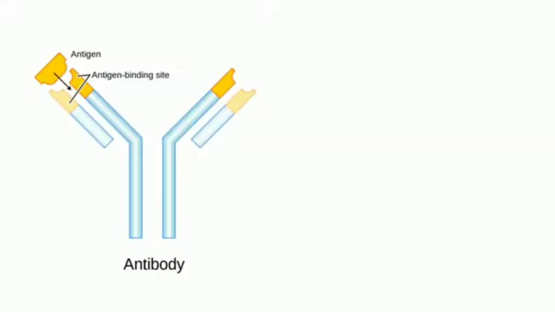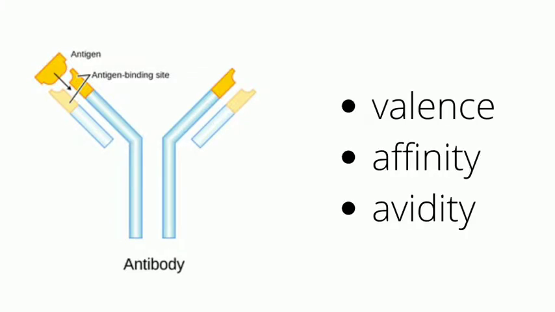Hello students. For a successful antigen-antibody interaction, we must understand the underlying parameters and dynamics of the participating components such as the valence, affinity and avidity of the antibody.